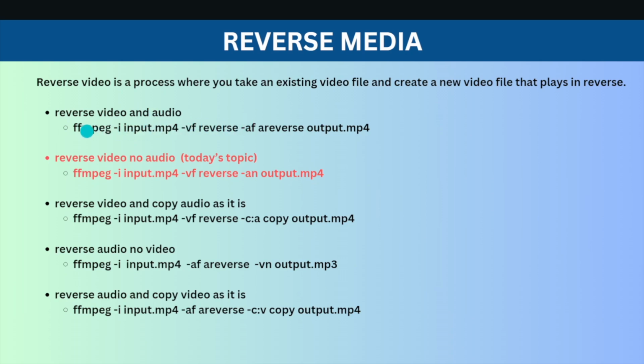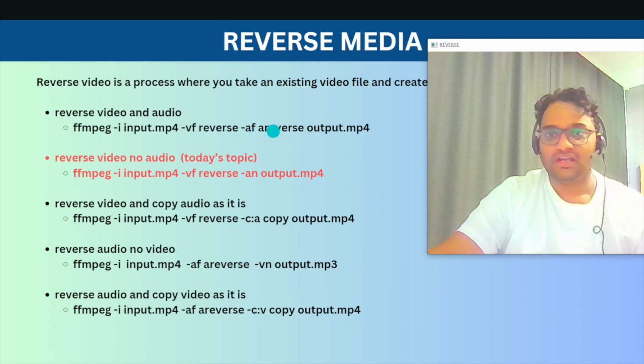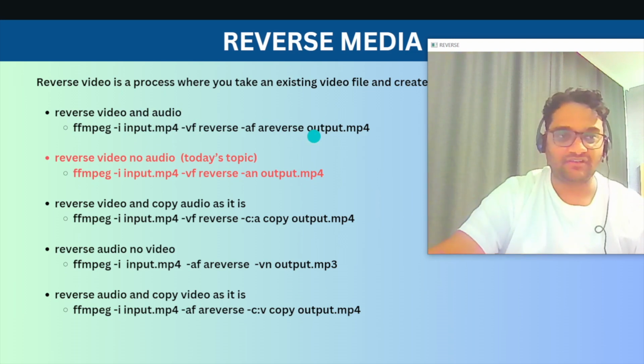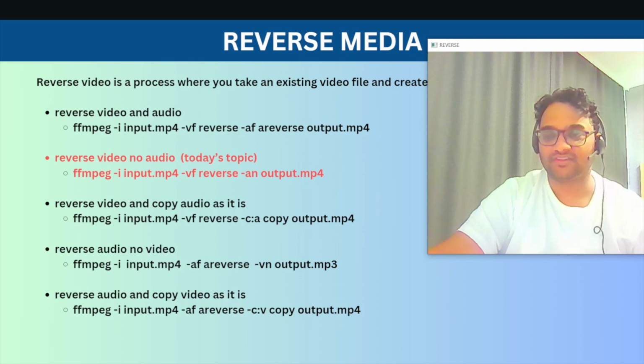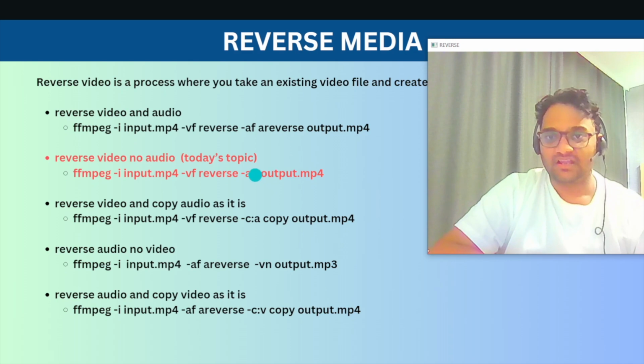In FFMPEG, you have ffmpeg -i input.mp4, and this is the video filter, and this is the audio filter. The video filter is called reverse, and the audio filter is called areverse. With the help of these two filters, we can reverse both audio and video and save that into a new file called output.mp4. In the same way, we can reverse only the video. If we don't need any audio, we can use this command and add -an, which means no audio. Just reverse the video with the help of this video filter.